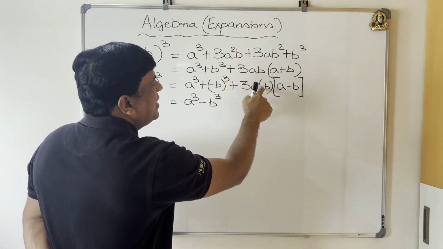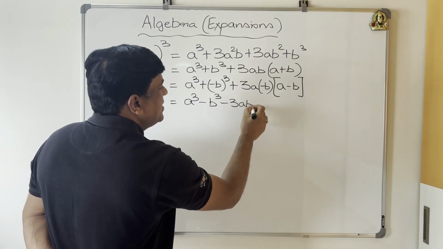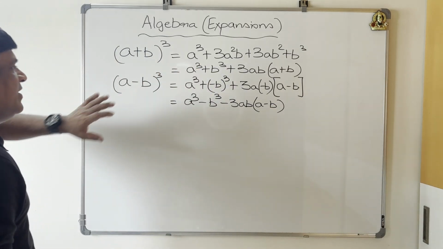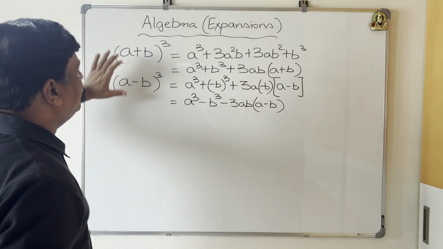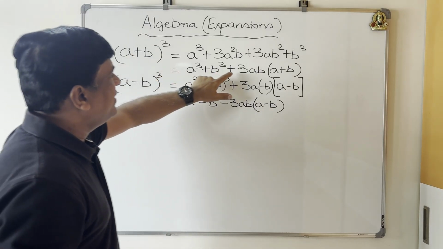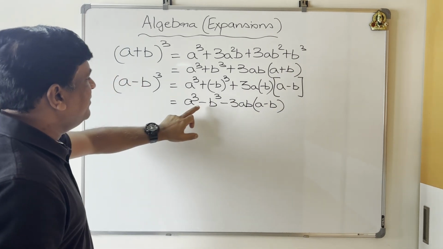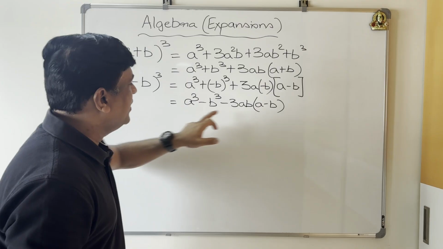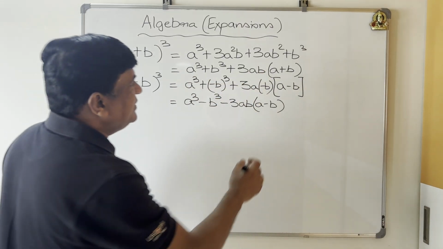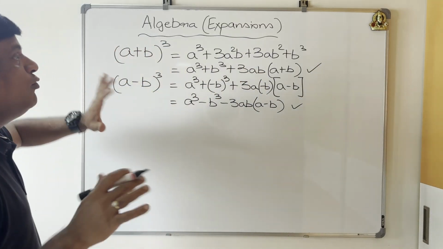Here if you look at it, plus into minus, this becomes minus 3ab times a minus b. Now look at both these formulas and see what has changed. You have a plus over here, everything is a plus, right? Very clear? You have a minus and every term has a minus over here. All the pluses are replaced by minus. So these two formulas are very key to remember when you do cube root kind of problems.